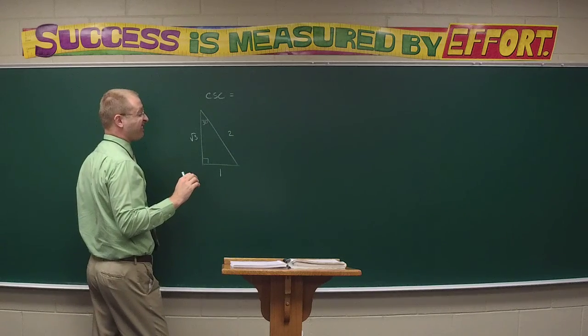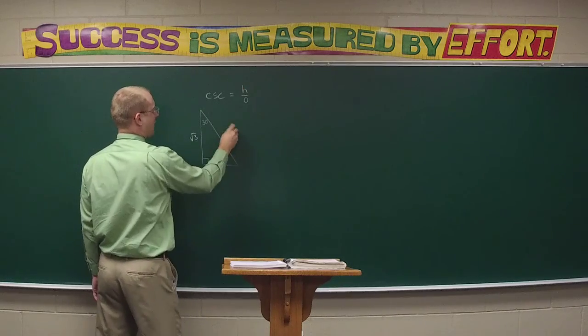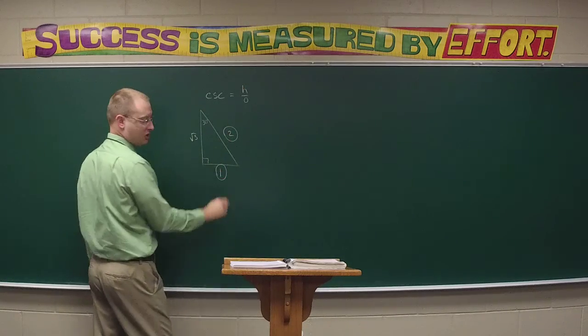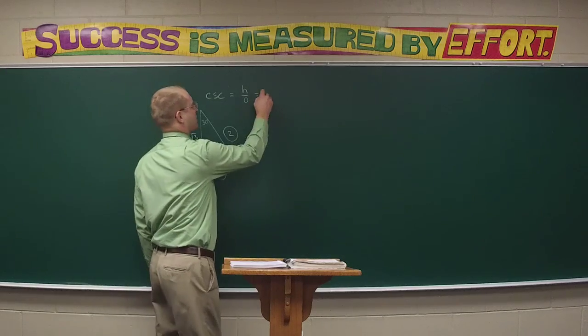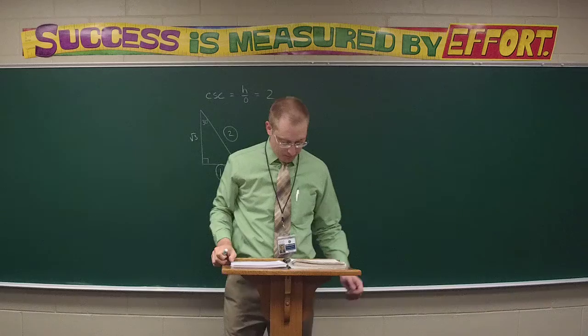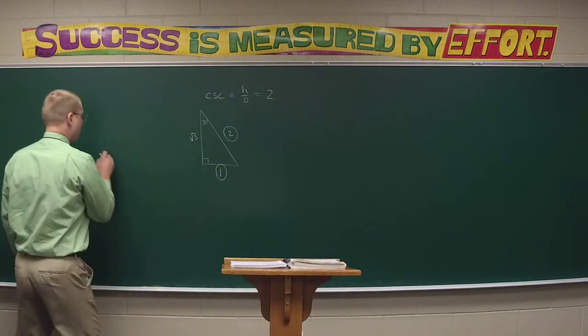Hypotenuse over opposite. Good. Reciprocal of sine, so hypotenuse over opposite. Hypotenuse over the opposite should just be 2 over 1, which is just 2. That should have been our answer there. Number 45, Quentin. 1.